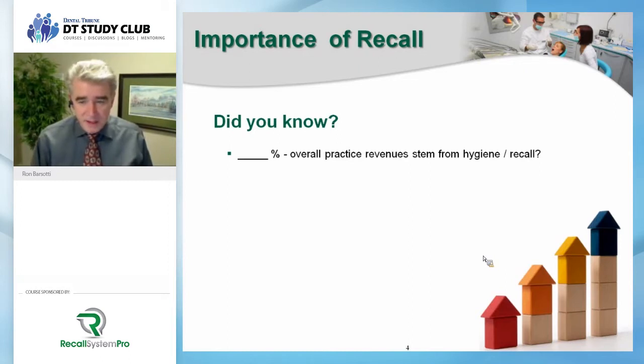And the answer is 75%. So 75% of overall practice revenues stem from your hygiene department and restorative revenues that are generated from recall patients, both of which are driven by how well your recall system is working. This is based on data that we have collected in our consulting practice that also coincides with data provided by our data partner in the United States that specializes in dental practice monitoring. And this is the average percentage of revenues that are generated by hygiene and recall.